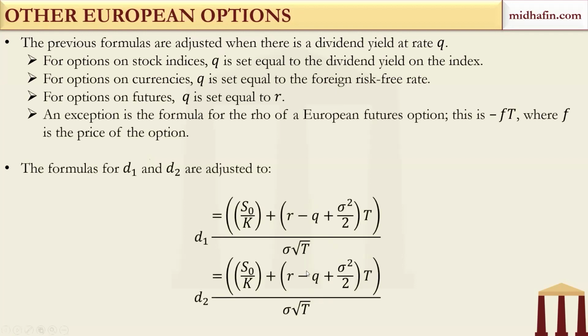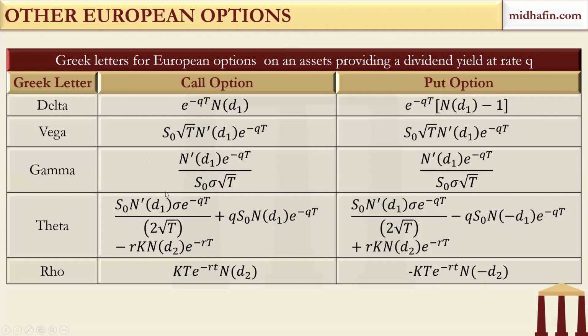D1 and D2 formula manipulation, we have already seen it. Now how will these formulas change if we have a dividend yield or anything extra, like foreign return or futures. Here it will be e raised to the power of minus qt. Delta formulas for put and call, vega formulas, everywhere you will see e raised to the power of minus qt gets multiplied. For a non-dividend paying stock, it was N(d1). Now it is e raised to the power of minus qt, N(d1).